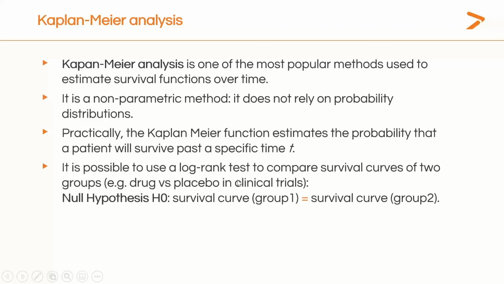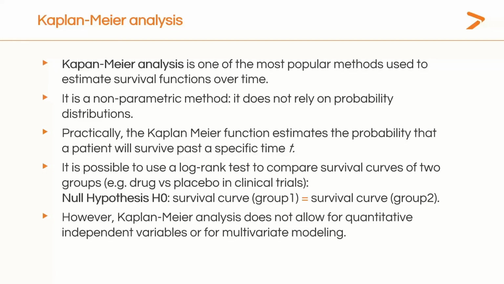It's possible to use a log-rank test to compare survival curves of two groups, for instance, drugs versus placebo in clinical trials. We're going to be able to test the null hypothesis that the survival curve for group 1 equals the survival curve for group 2. So the alternative hypothesis will be that survival for group 1 is different from the survival curve from group 2.